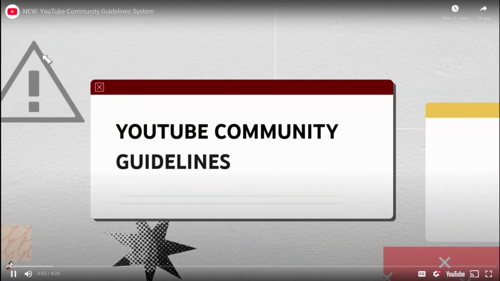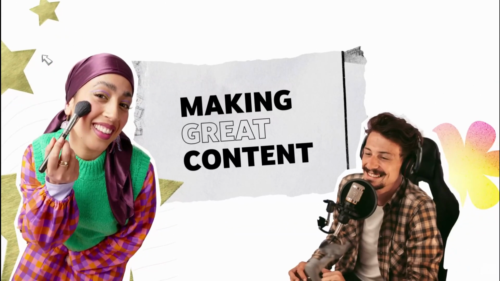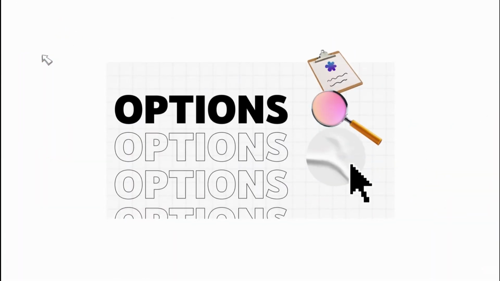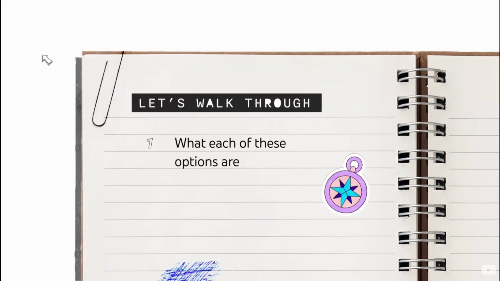We understand that getting a YouTube community guidelines strike can be disappointing and worrying for creators. We know that creators often don't break the rules intentionally and just want to get back to making great content. That's why we've put together options for you to learn about our guidelines and resolve warnings you receive when violations do happen. Let's walk you through what each of these options are and what they mean for you and your channel.